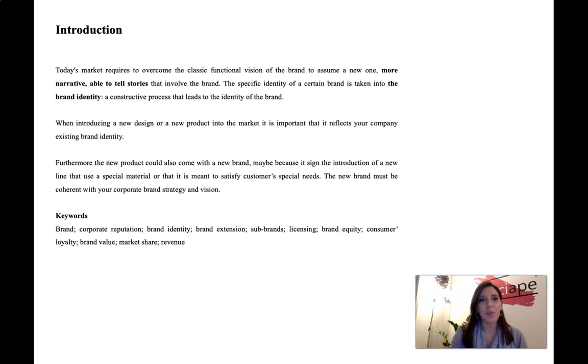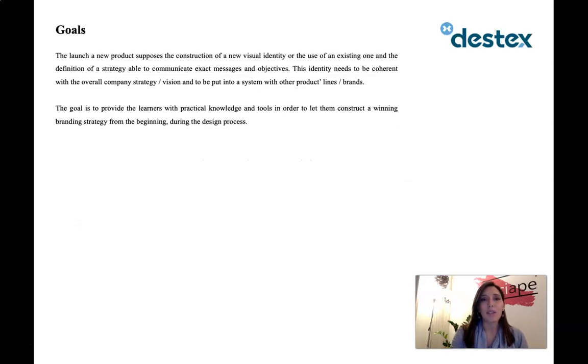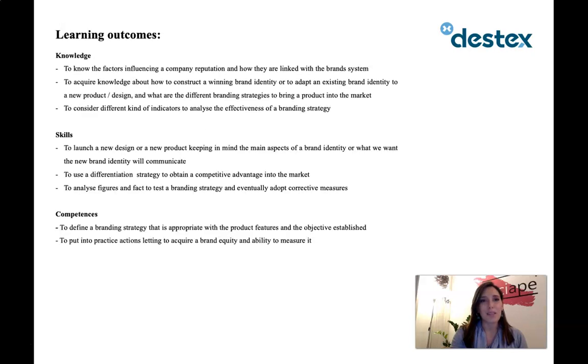A new product could come with a new brand, maybe because it signed the introduction of a new line that uses a special material that is meant to satisfy customer special needs. The new brand must be coherent with your corporate brand strategy and vision. The goal is to provide the learners with practical knowledge and tools to construct a winning branding strategy from the beginning during the design process, transferring specific skills and competencies to define a brand identity that is appropriate with the product features and objectives established.